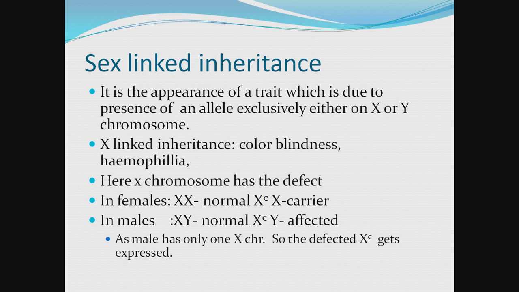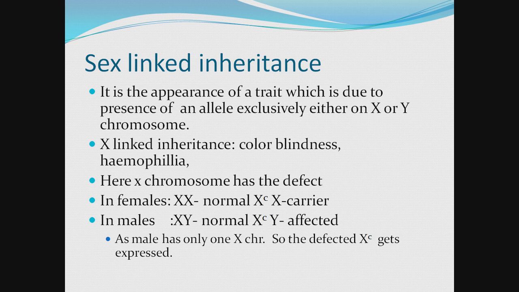After the pedigree chart, we have to go for sex-linked inheritance. What is sex-linked inheritance? How many sex chromosomes do we have? We have two options, one is X and another one is Y. Here we will consider X-linked inheritance, meaning the diseases which are carried by the X chromosome only. Examples of those diseases are color blindness and hemophilia. Here, the X chromosome has the defect or carries the disease.